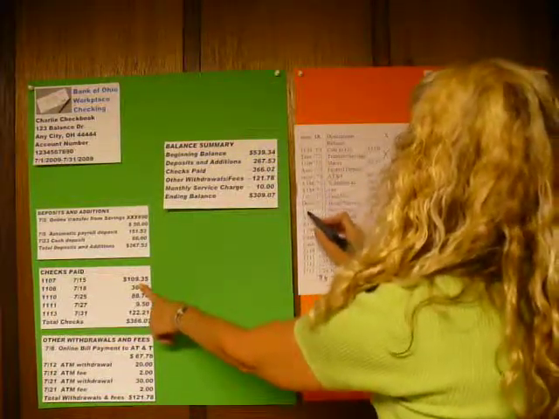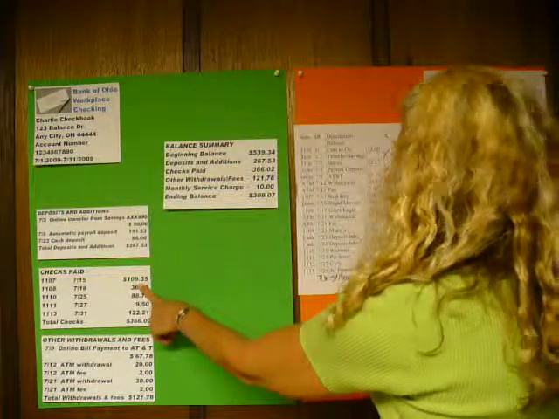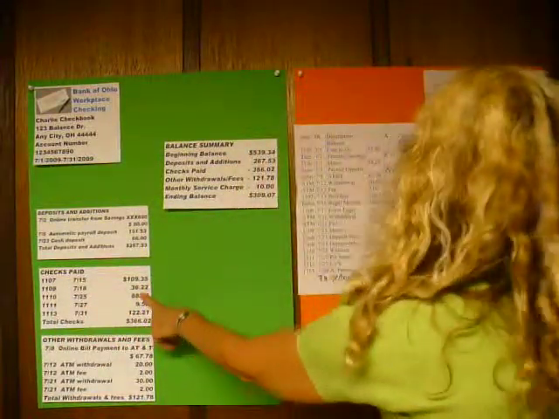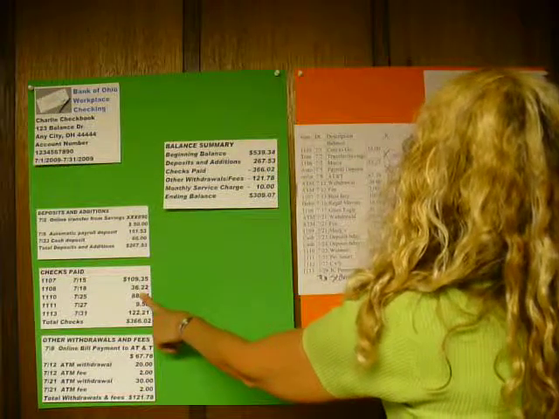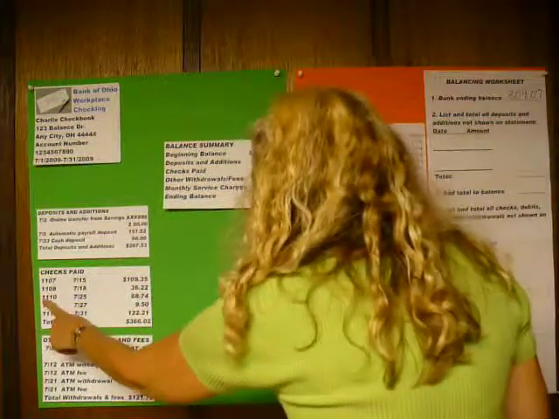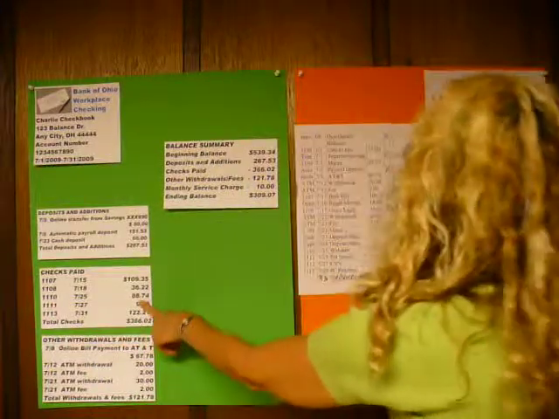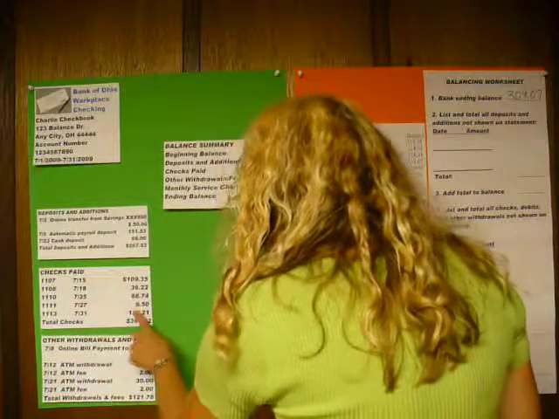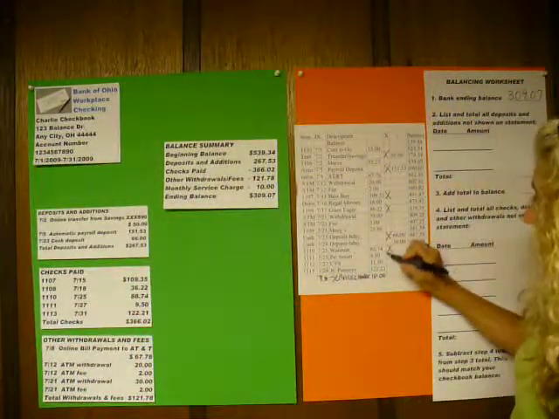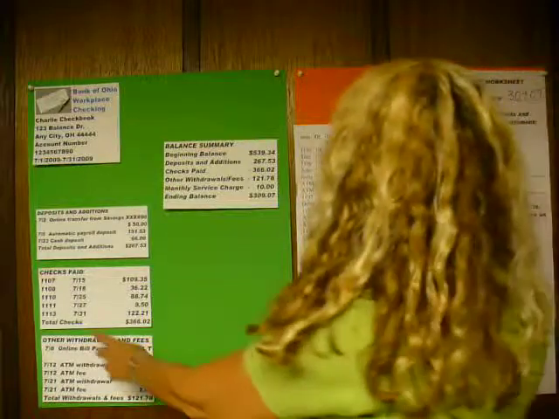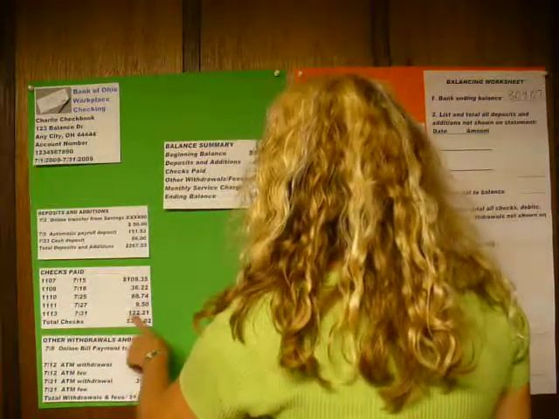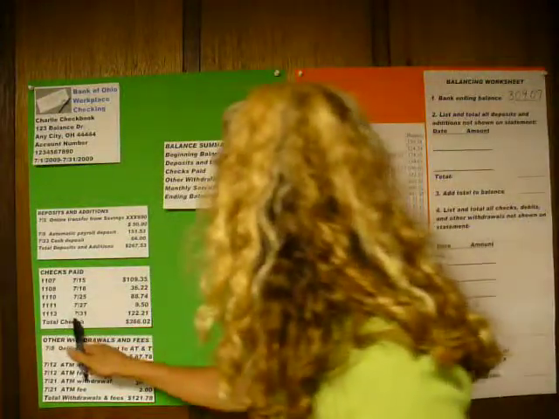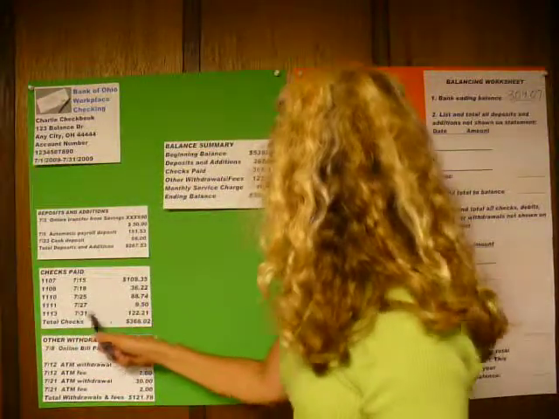All right, now all the checks that are paid. 1107, and I want to make sure the amount is right. $109.35, it's correct, so I check that off. Check number 1108, $36.22. Come down here, check that one off. 1110, $88.74. Come down here, check that off. 1111, $9.50 right here. Check that one off. 1113, $122.21. Check that off.